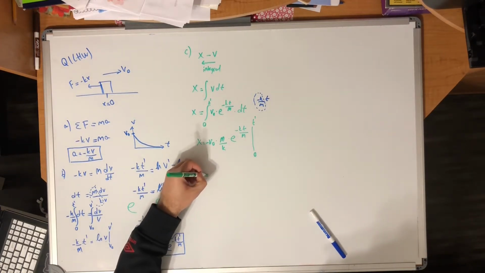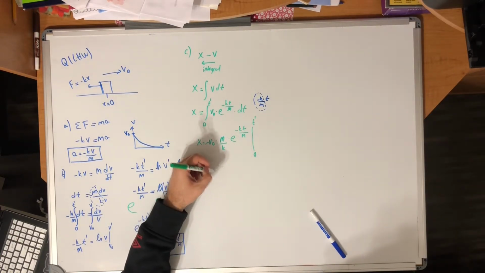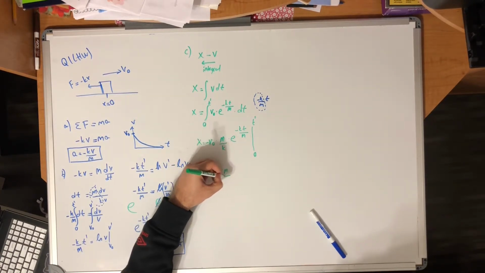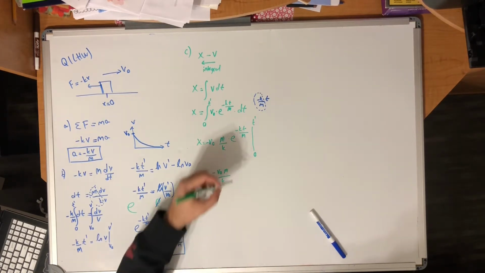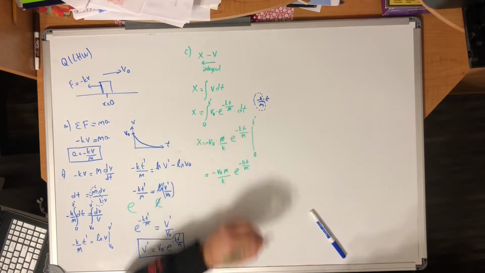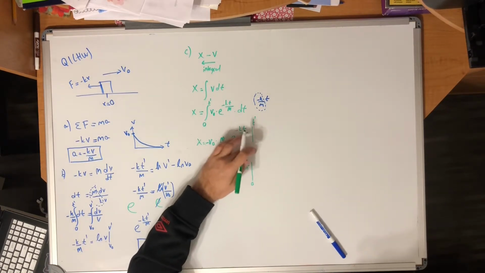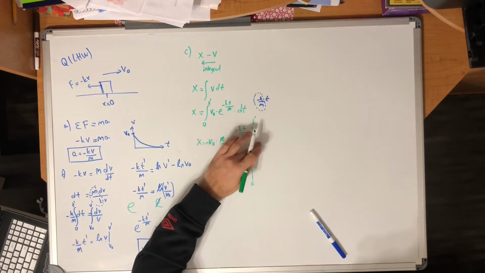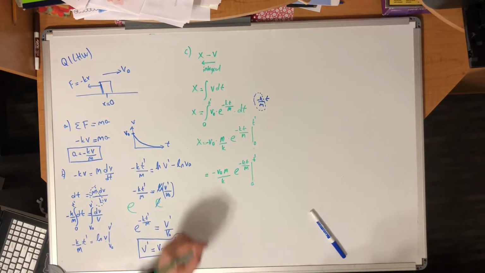So my function is, let's put this a little bit nicer. Well, you can't really put that any nicer. That negative will stay there. Negative v0 m over k times e to the power negative kt over m. And I go from 0 to t prime. So what am I going to do now?